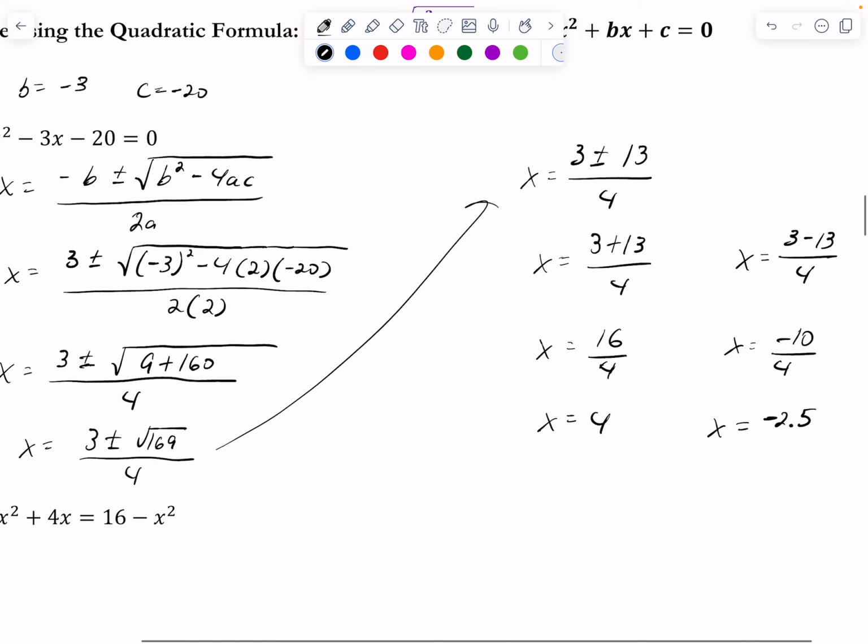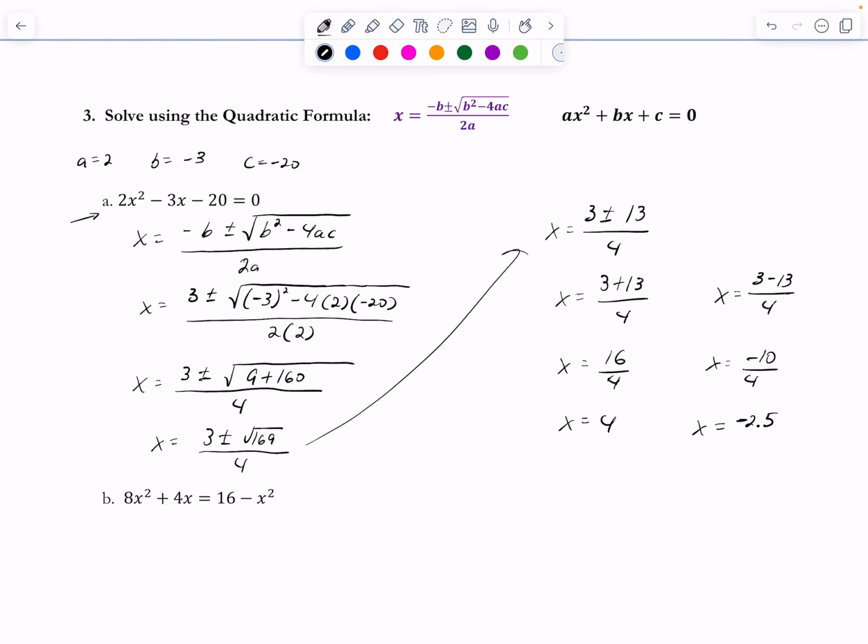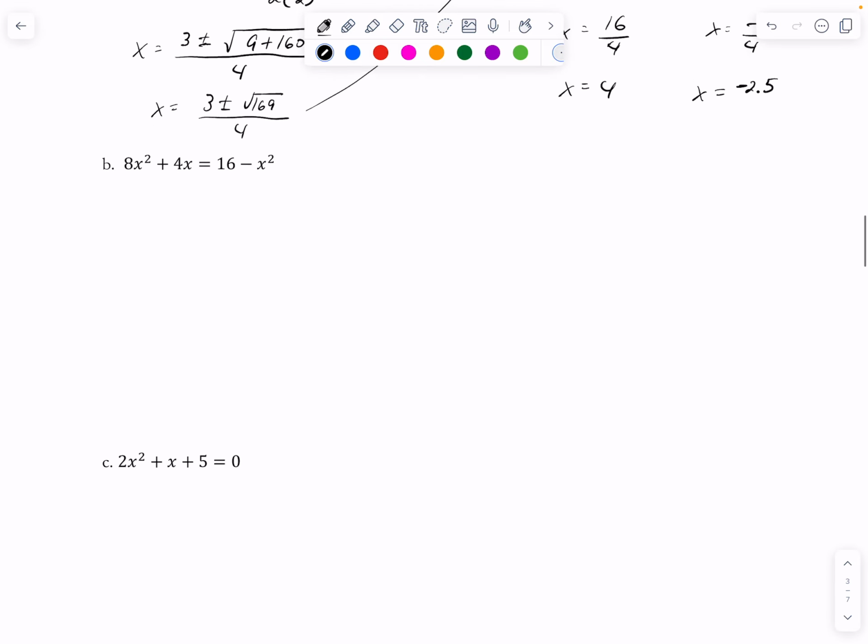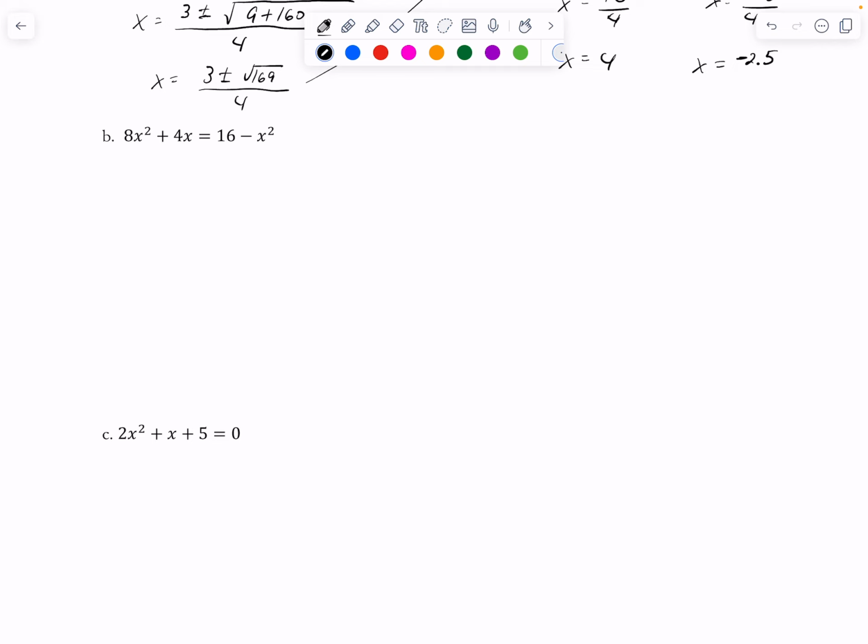All right, so that is it for A. Okay, let's find the x-intercepts for B. Now, the first thing I notice about B is I do not have everything on one side set equal to 0. So let's get everything to one side, set it equal to 0.